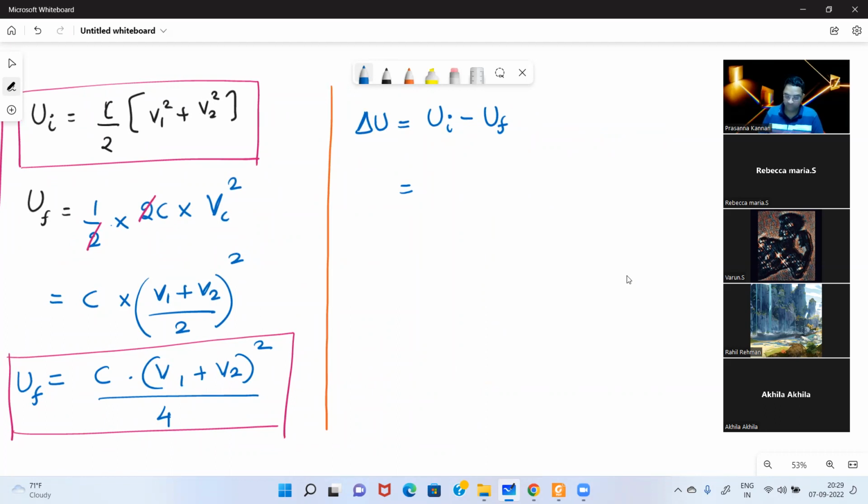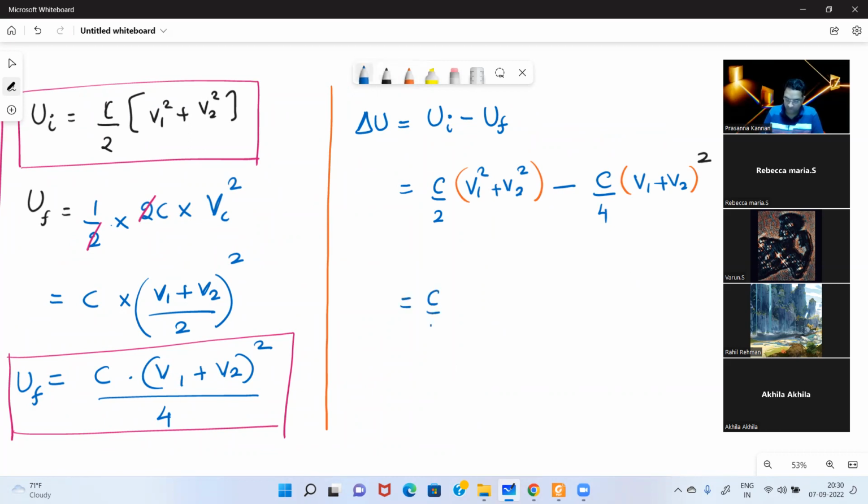So UI is C divided by 2 into V1 square plus V2 square, minus UF. UF is nothing but C divided by 4 into V1 plus V2 the whole square. Correct? Okay. So now let's expand this and simplify.